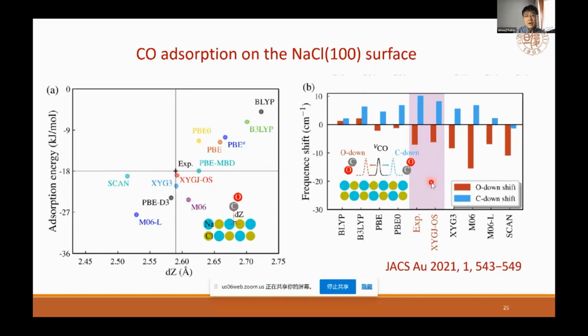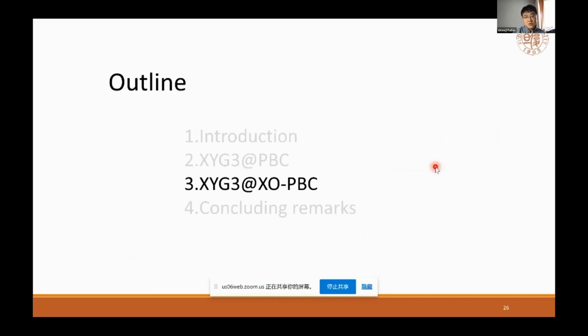And this is for the vibrational frequency calculation. We compare the oxygen-down and the carbon-down adsorption modes, and it's only our functional which can correctly give the prediction of the frequency shift.